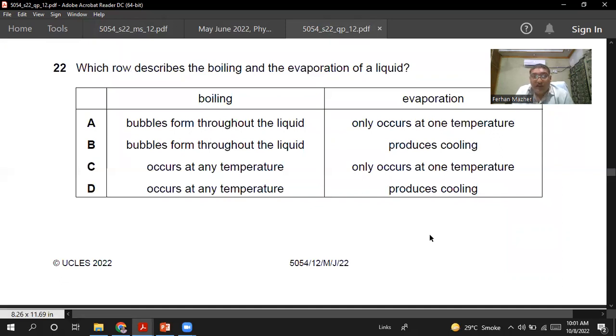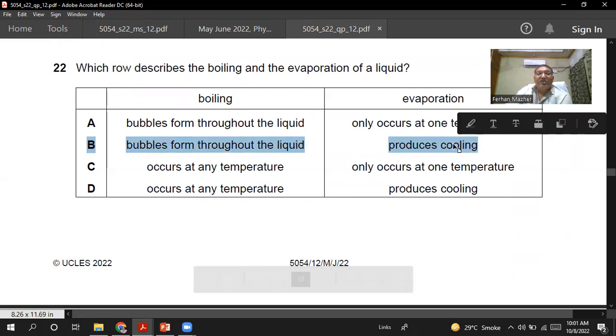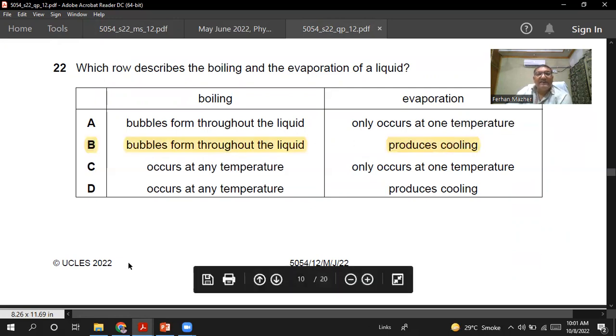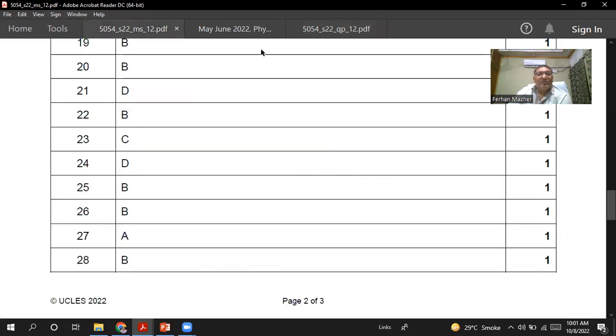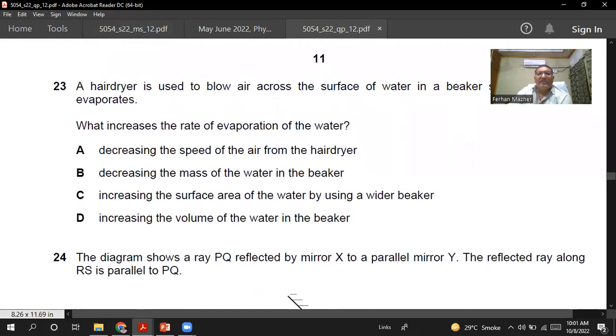Evaporation causes cooling. B is the answer, sir, but C says occurs at any temperature. No, boiling only occurs at its boiling point. And so both C and D are wrong because they say occurs at any temperature. The boiling happens at a specific temperature. So we think that B is the right option for question number 22. Question number 22, B is the right option, sir. Okay, so we are going to the next question.